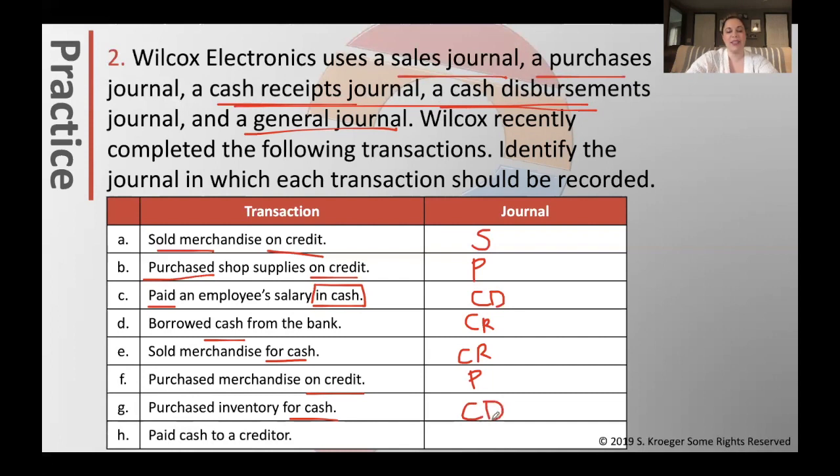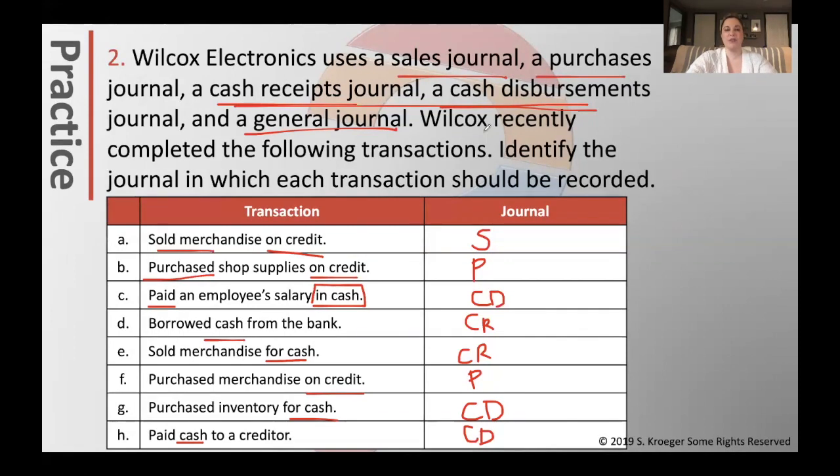H, paid cash to a creditor. Which one do you think this would be? It would be cash disbursements. I hope you got that one right. It involves cash and we're spending it. We're spending cash, so it would be cash disbursements.